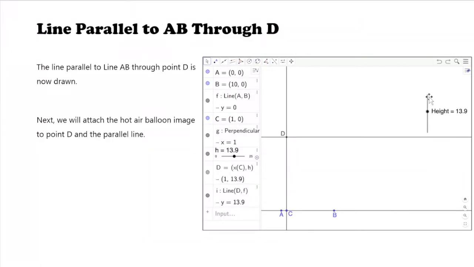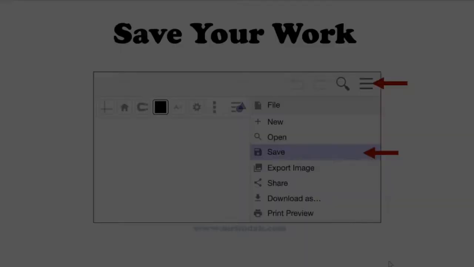Now when you move your vertical slider, the whole parallel line will move up and down with point D. And the parallel line is so that we can stabilize the balloon image so it doesn't rotate or twist or enlarge or dilate or any of those things. The parallel line will keep it rigid in its motion.